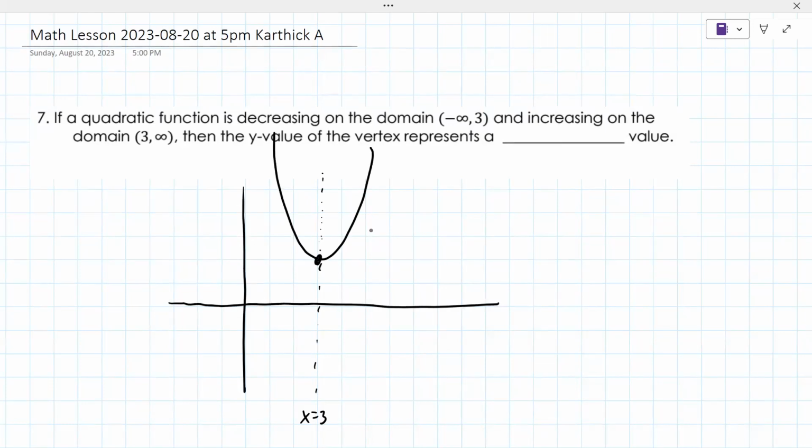Okay, so the y value, they're asking about this. They're basically saying, is it a min or is it a max? Alright, so in this case, if it's decreasing from negative infinity to 3, then that means it would be a minimum. Good.